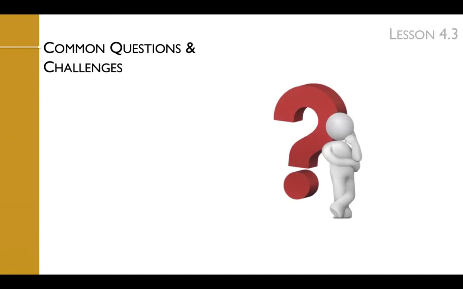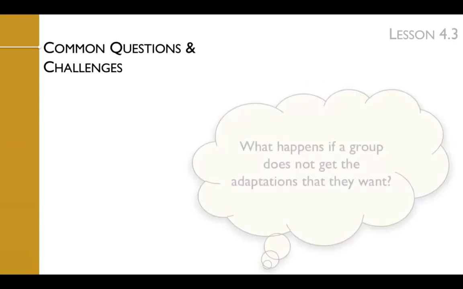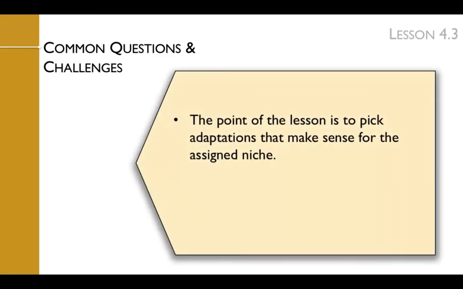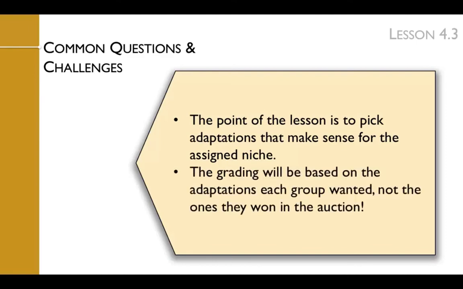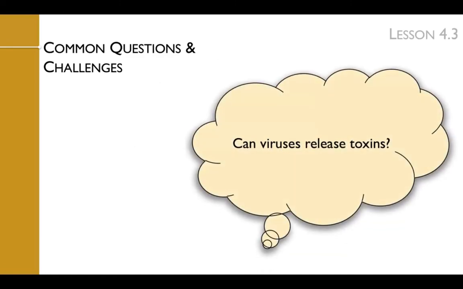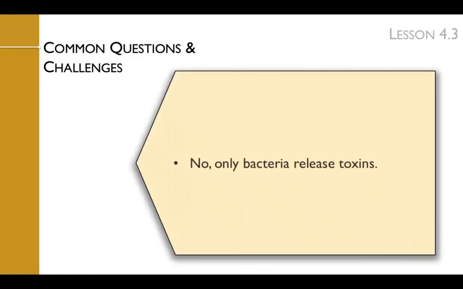One of the most common questions students have is what happens if a group does not get the adaptations that they want. The point of the lesson is to pick adaptations that make sense for the assigned niche. The grading will be based on the adaptations each group wanted, not the ones they actually won in the auction. Another question students ask is, can viruses release toxins? The answer is no, only bacteria release toxins.